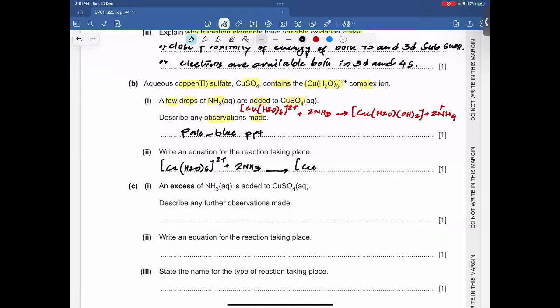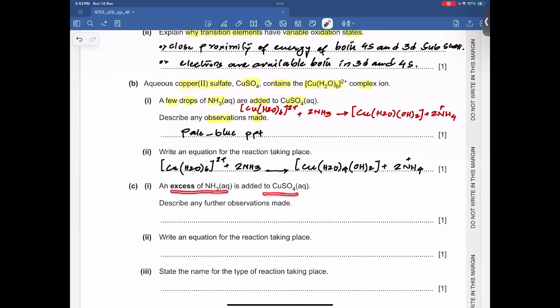You will get Cu(H2O)4(OH)2, plus 2 ammonium ions. When an excess aqueous ammonia is added to this, describe any further observation made. Dark blue solution is formed.